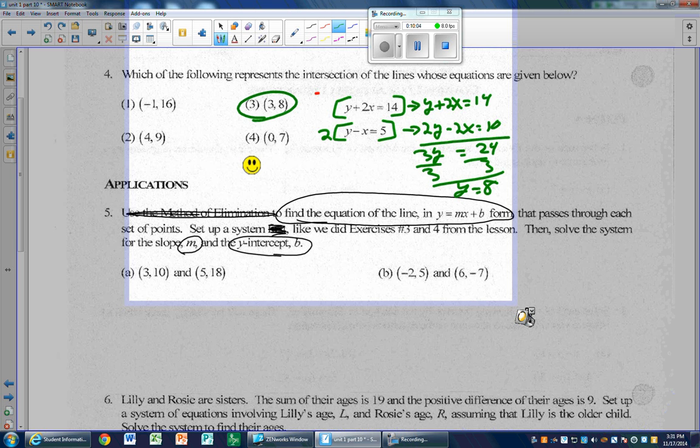This is the only correct answer possible. Let's just make sure, taking this equation, if y is 8, 8 minus what number is 5? 3. It checks. Okay, that's the end of the homework. Now let's take a look at the next question.